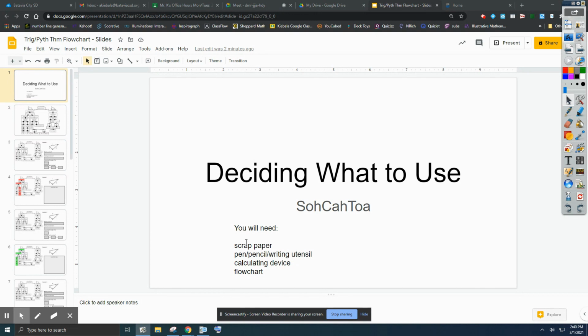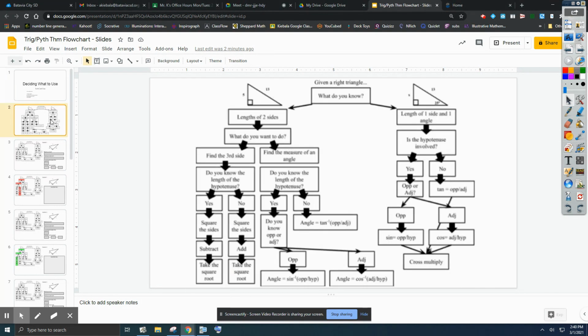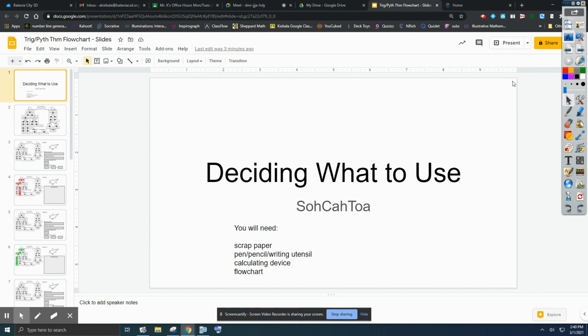And the flowchart, which you could either have on paper or virtually. In fact, it is the next slide, and it looks like that. So make sure you have those things ready to go. And we'll get started.